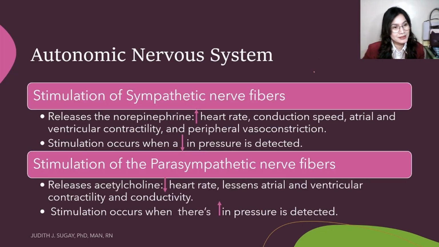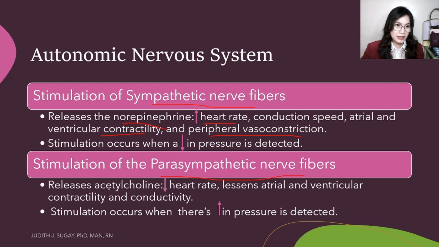Have you heard of the autonomic nervous system? Do you still remember this one? This is very important. As you can remember, the autonomic nervous system is always present, especially when you are under stress. We have the stimulation of the sympathetic nerve fibers, and we also have the parasympathetic nerve fibers. Let's talk first about the sympathetic nerve fibers. These release norepinephrine. Once it's released, what will you observe? An increase in heart rate. If that happens, the conduction speed also increases. Atrial and ventricular contractility again increases, and you can also observe peripheral vasoconstriction. These are the signs.